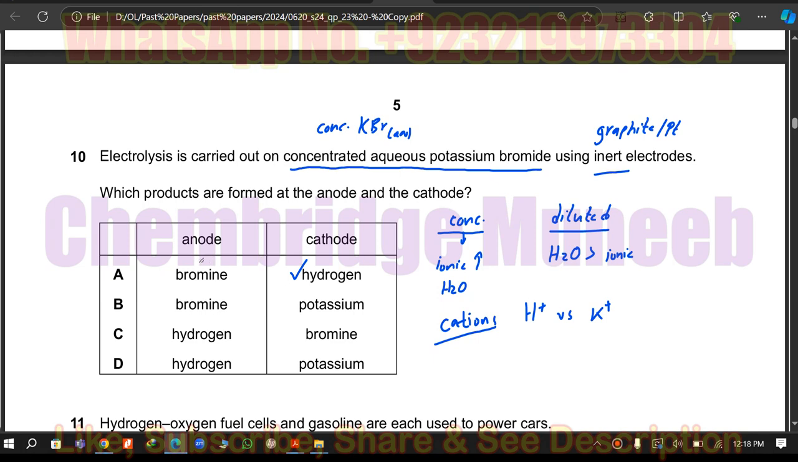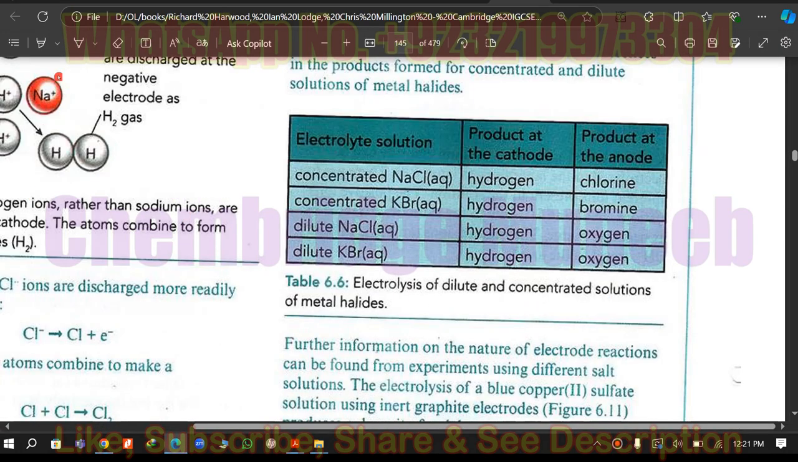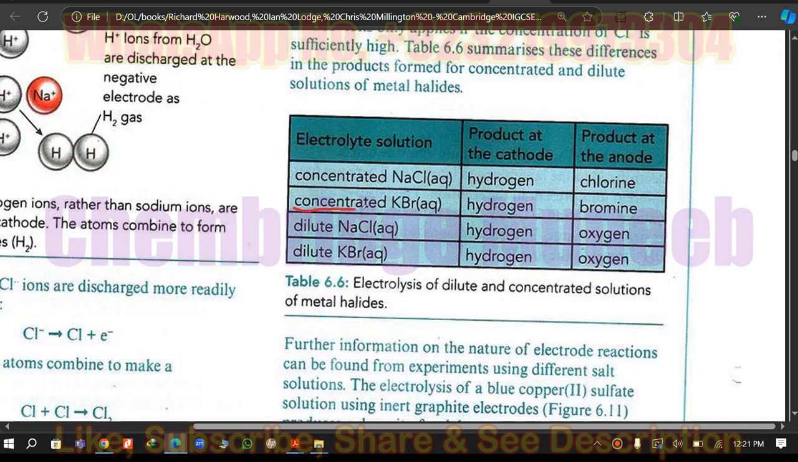And now for the anode, we need to consider the negative ions. At anode we have two ions, the bromide ions and the hydroxide ions. Now for this purpose we have to look into the concentration level. Looking at the table, we can see that there are two conditions provided here, the concentrated and the diluted. The concentrated KBr indicates that bromine will be discharged at the anode, but if we were using the diluted form, then oxygen was produced at the anode.